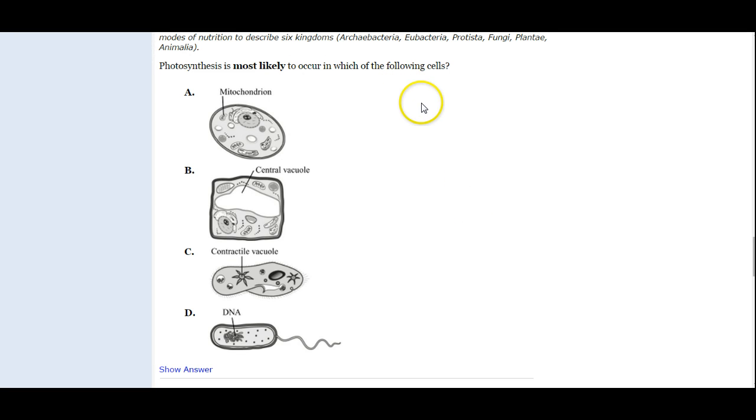So photosynthesis is most likely to occur in which of the following cells? So what cells do photosynthesis? Right, you're looking for a plant cell. So which of these is a plant cell?